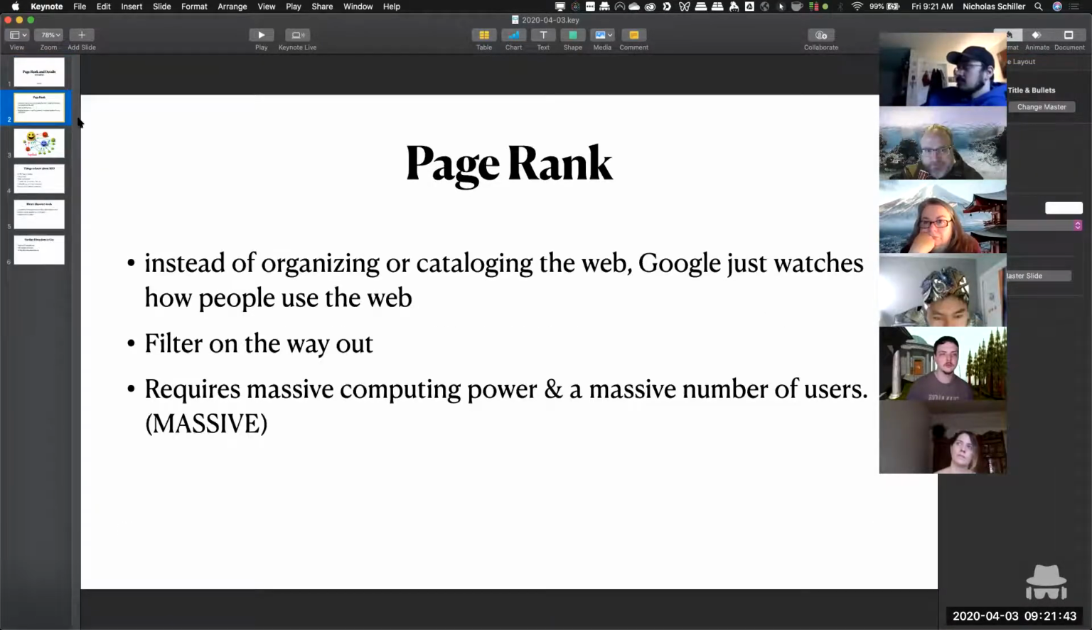And I mentioned some of these. Instead of organizing or cataloging the web, Google just watched. Some would say spies on, others would say watched how people use the web.